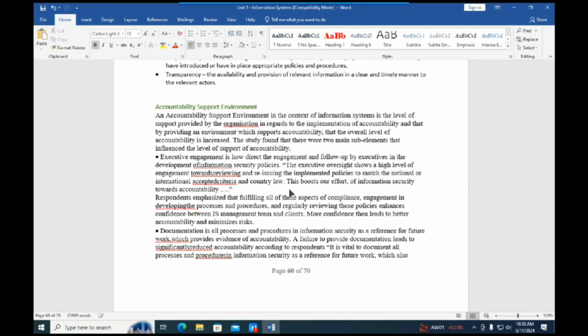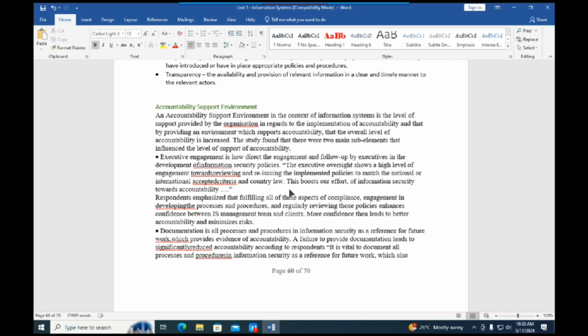So we also need to look at the accountability support environment, which is basically the context of information systems, the level of support that the organization provides in regards to how accountability is implemented, by providing what we call an environment which supports that accountability, so that the overall level of accountability is going to be increased.